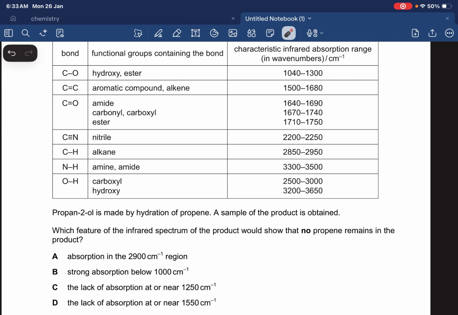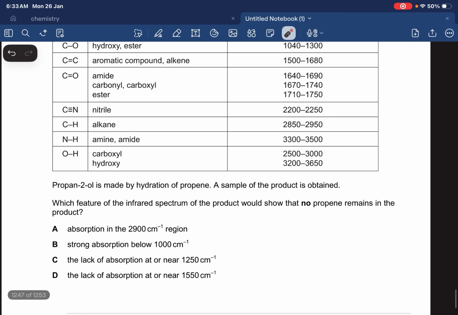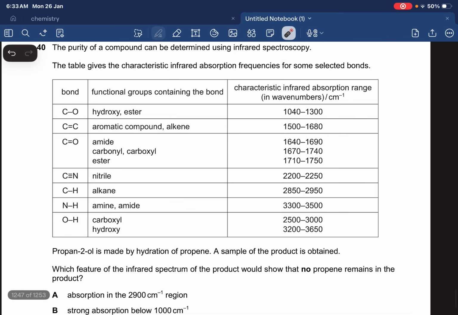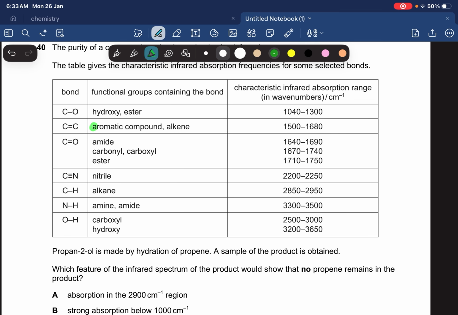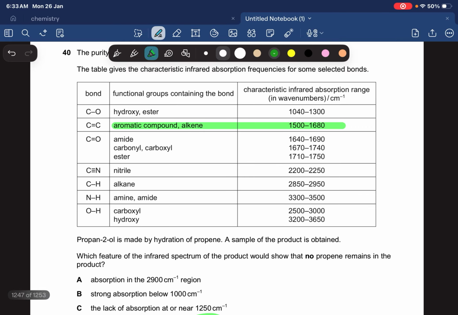So no propene. We know that if no propene is going to be in the sample, then we're not going to have any alkene absorption. So this one, aromatic compound or alkene, which is this, is going to be absent in the sample. So it's going to be lack of absorption at this point, which tells about the alkene, right? So over here we are done with our paper.